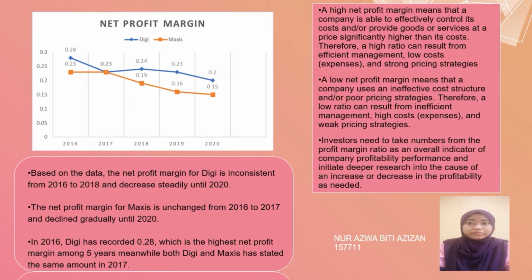A low net profit margin means that a company has an ineffective cost structure and or poor pricing strategies. Therefore, a low ratio can result from inefficient management, high costs, which are expenses, and weak pricing strategies. Investors need to take the profit margin ratio as an overall indicator of company profitability and performance, and initiate deeper research into the cause of an increase or decrease in profitability as needed.